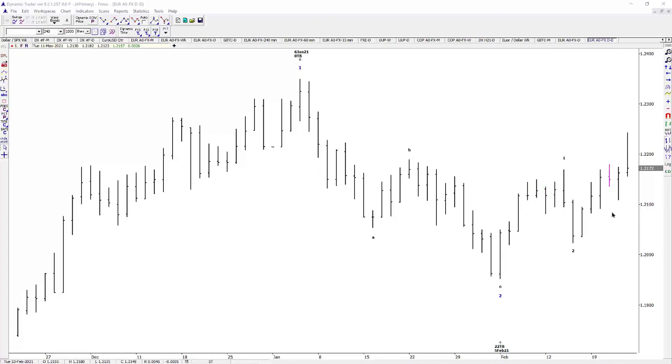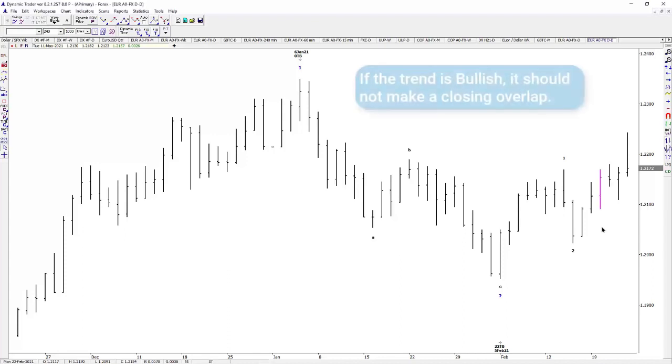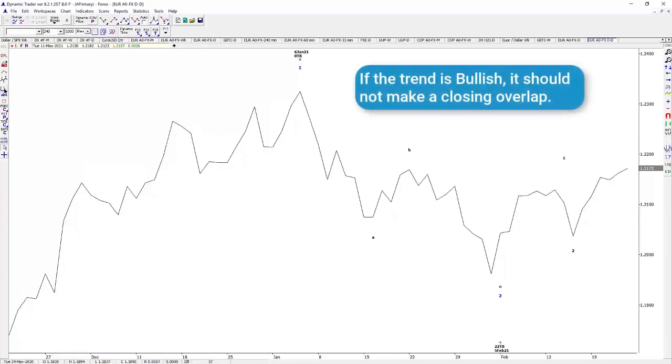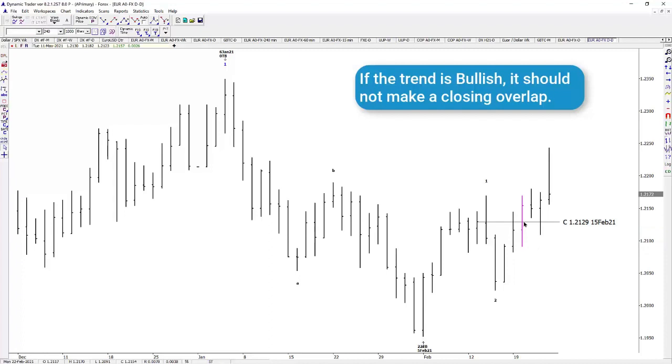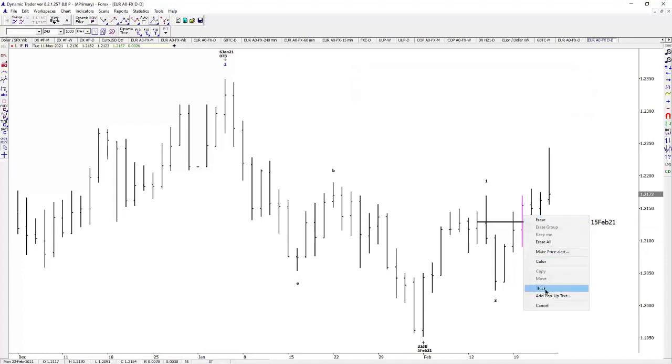Well, if that's the case, if this trend is bullish, what should it not do? That's one of the questions you ask yourself. What should it do? What should it not do? Well, let's hit our close button here, and then let's draw our horizontal line across what I got labeled a wave 1 closing high. And the euro should not close below the wave 1 closing high.